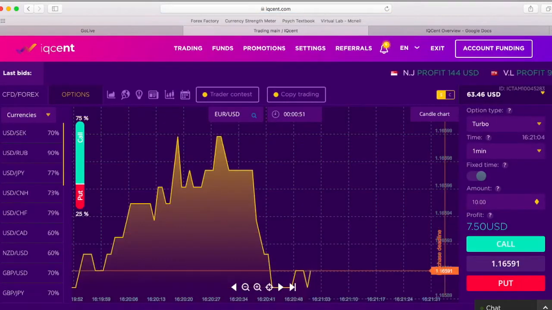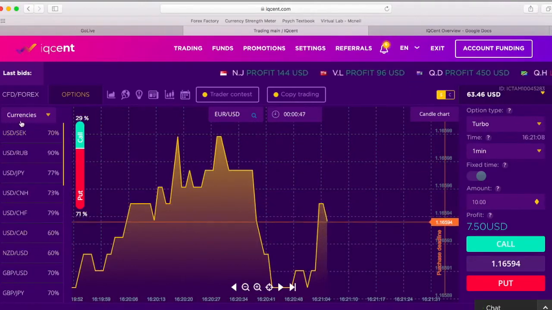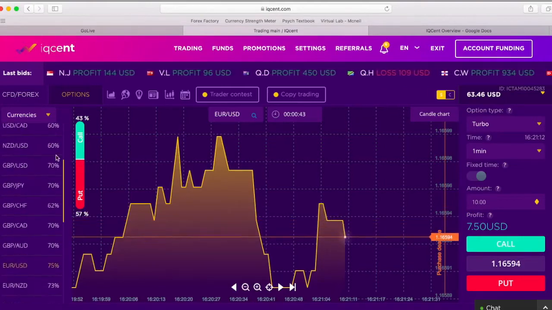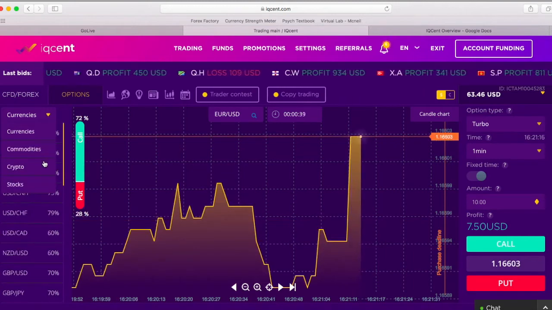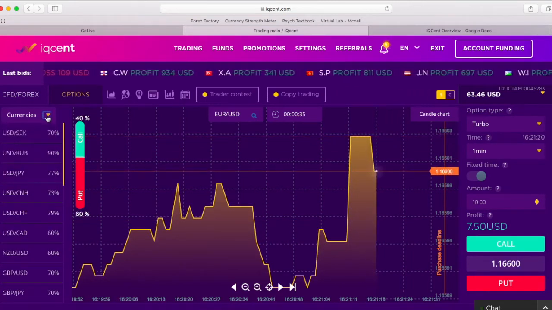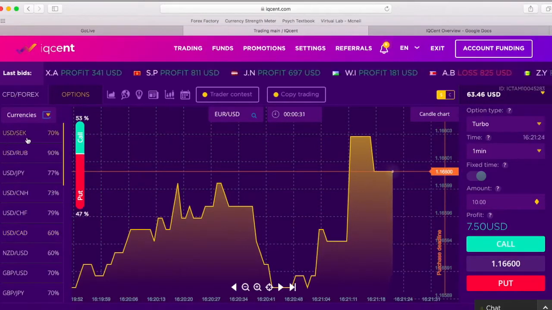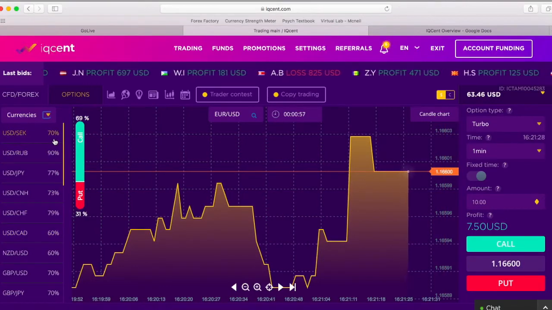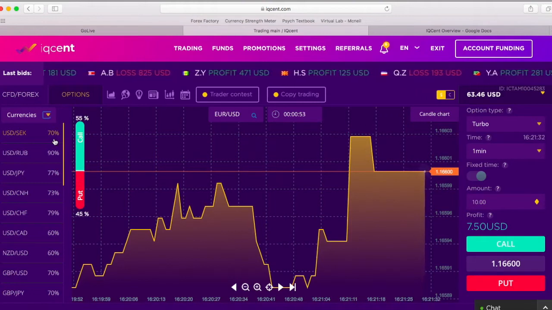So the first thing I want to go over is this left sidebar where it says currencies. So this is all a list of your currencies. As you can see, we can also trade commodities, crypto, and stocks, but for right now, we're just focusing on the currencies. So next to each currency pair, for example, USD SEK, there's a percentage. This is called your payout percentage. Essentially, the payout percentage is just telling you how much profit you're going to make if you trade with that currency pair.